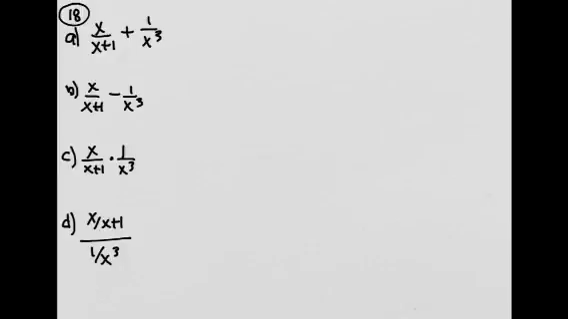Okay, so here's the setup again for the next set of 4 problems. We're adding, subtracting, multiplying, dividing 2 rational functions. So remember, we need a common denominator. And so for a and b, the common denominator is the product of x plus 1 and x cubed. Okay, so that means that we multiply the first one by x cubed, showing x cubed over x cubed. So then that gives me x to the 4th.